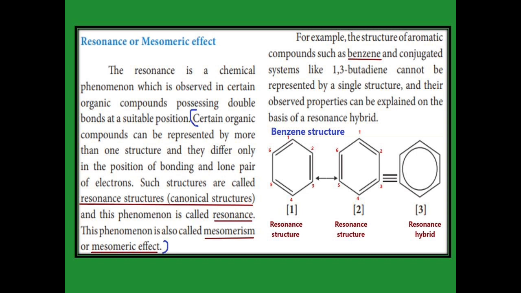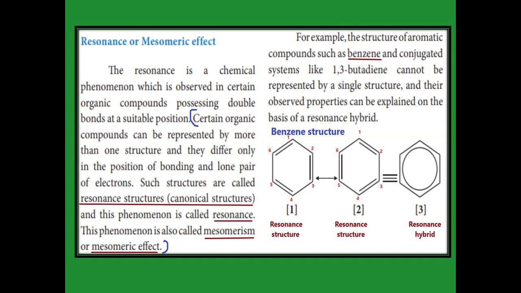That is called the resonance hybrid structure. From that, now let's go into the definition. Some organic compounds are represented by more than one structure, differing only in the position of bonding and lone pair electrons. Such structures are called resonance structures. That phenomenon is called the resonance phenomenon, and another name is mesomerism or the mesomeric effect. Here we saw the example of benzene.